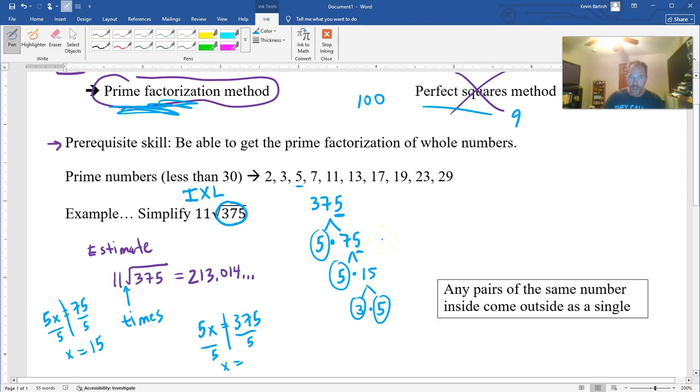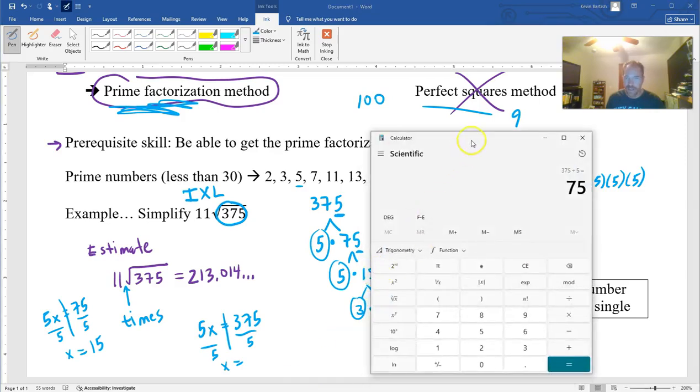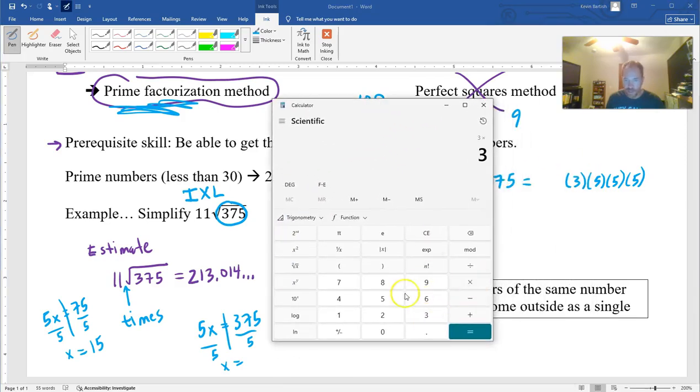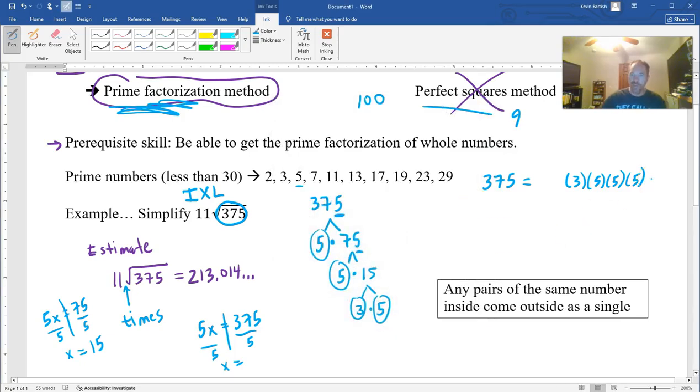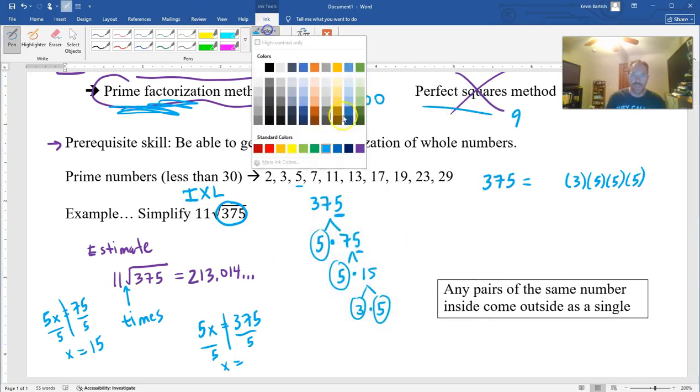Those are both prime. So I believe we can say, again, remember, I'm going to come back to that 11, but for now I'm going to have 375. I'm going to leave a little bit of space here, but I'm putting these in order: 3 times 5 times 5 times 5. Let's just double check that. 3 times 5 times 5 times 5, 375 looks good. So then I'm doing the square root of 375.